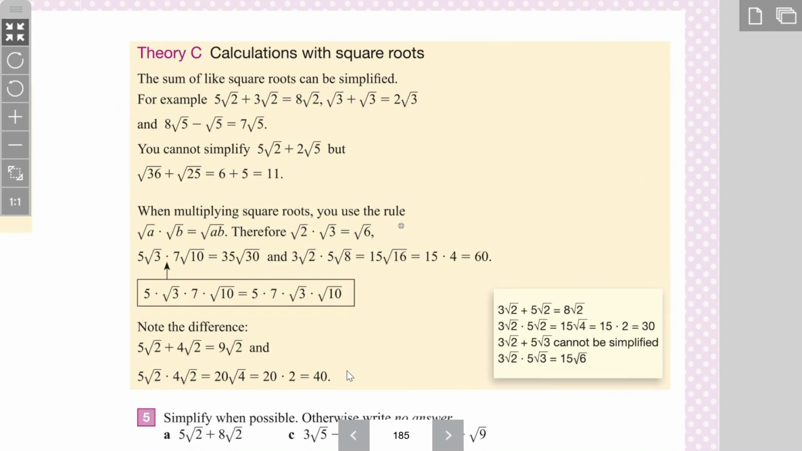And last but not least, calculations with square roots, which uses a lot of rules, you could say, right? For example, you can only add square roots when they are like square roots. That means they have the same number inside the square root. So 5 square root 2 plus 3 square root 2 you are able to do, but not 5 square root 2 plus 2 square root 5, because the number inside of the square root is not the same. Watch out though, if you can calculate the square roots, then you can still add them up, right? This is 6 and this is 5, so please then add them up.